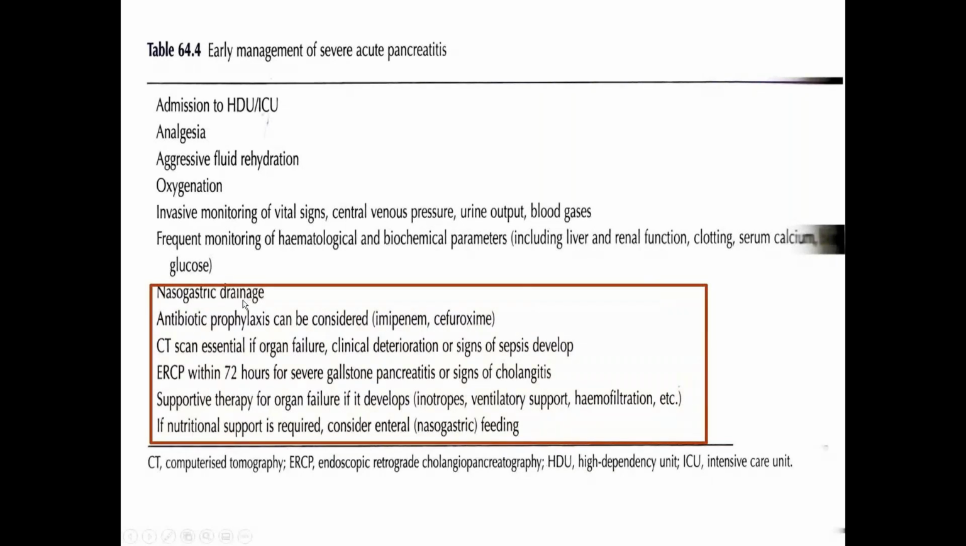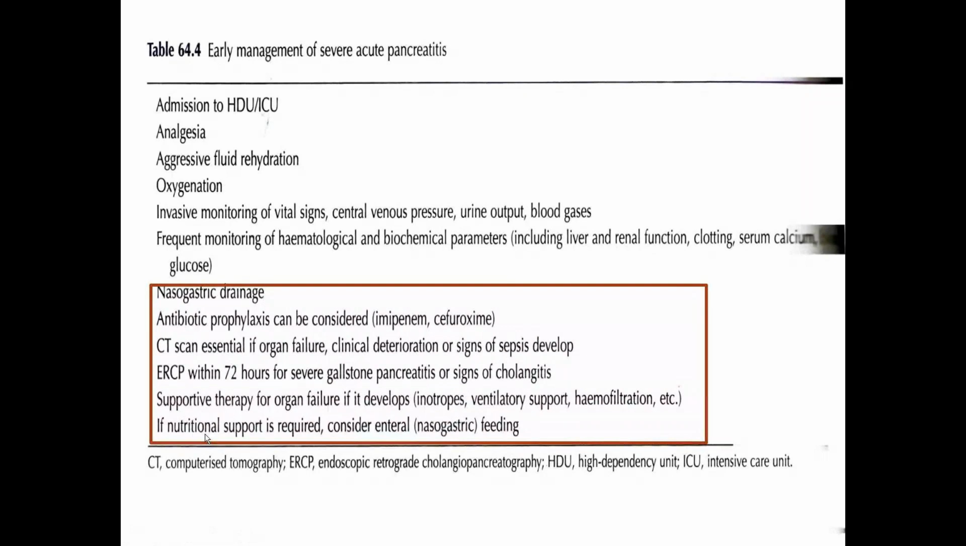So it was nasogastric feeding in the last one. Here he may require nasogastric drainage. Antibiotic prophylaxis can be considered. CT scan is essential, especially if you're suspecting organ failure. And I told you, 72 hours down the line. ERCP may be indicated at 72 hours, supportive therapy for organ failure, and if nutritional support is required, consider nasogastric feeding.